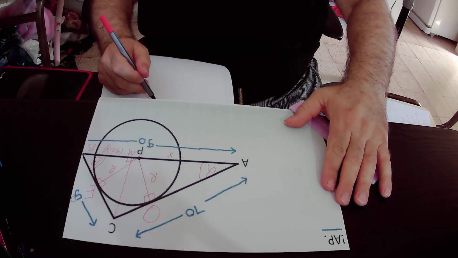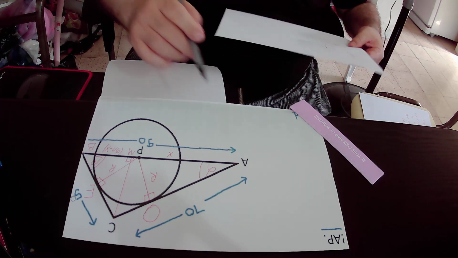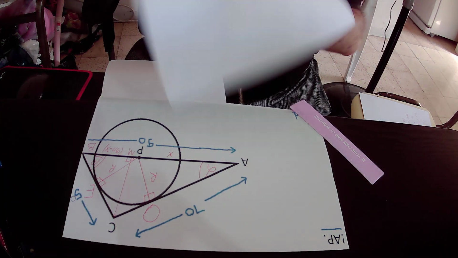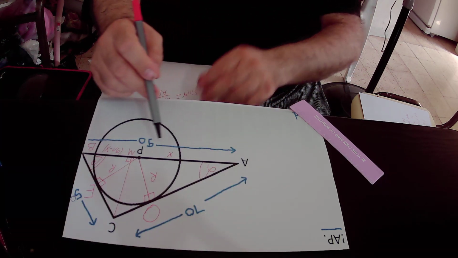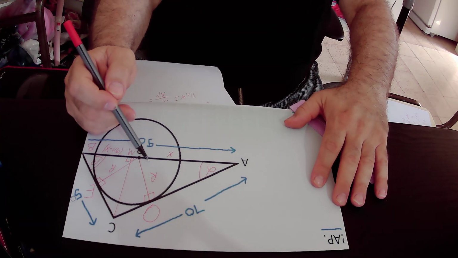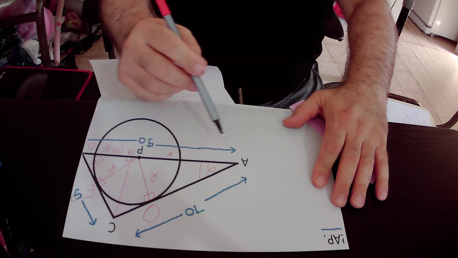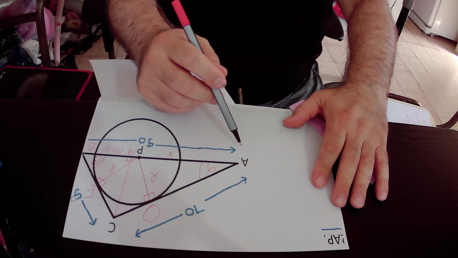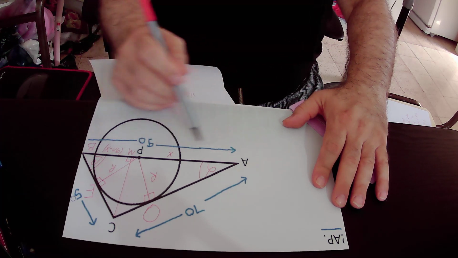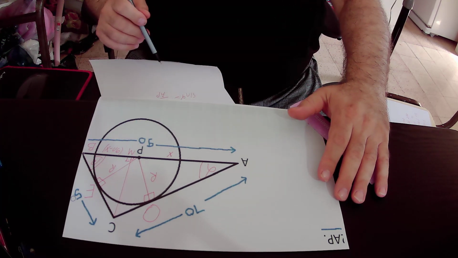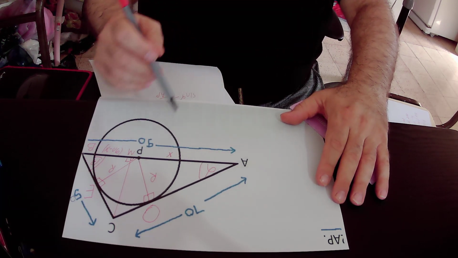Okay, so we got that in the right triangle AOP, sine alpha equals OP over AP. Sine alpha equals OP, that is the side in front of angle alpha, divided by the hypotenuse of the right triangle AOP, which is actually AP. So sine alpha in the right triangle AOP equals OP over AP.